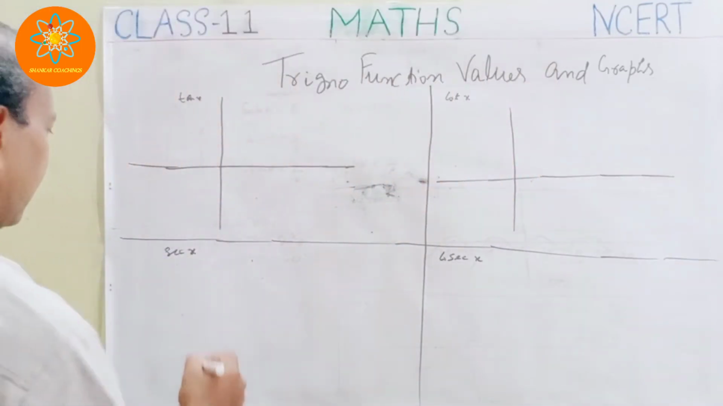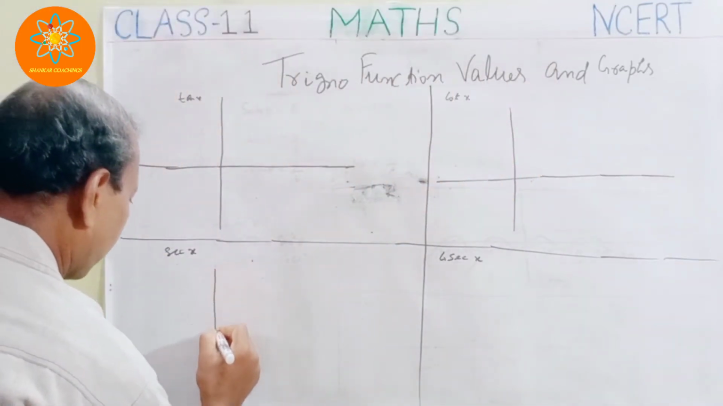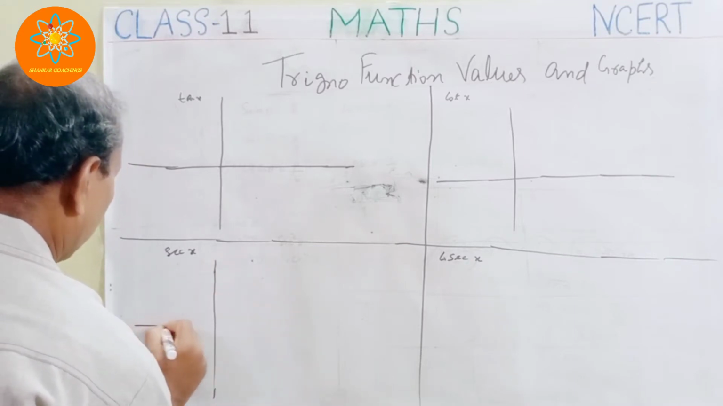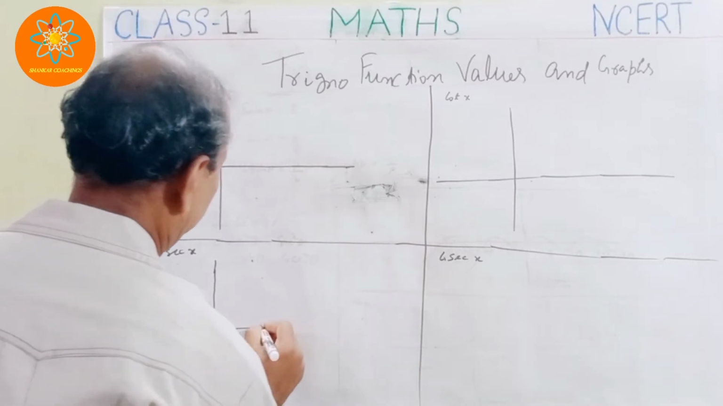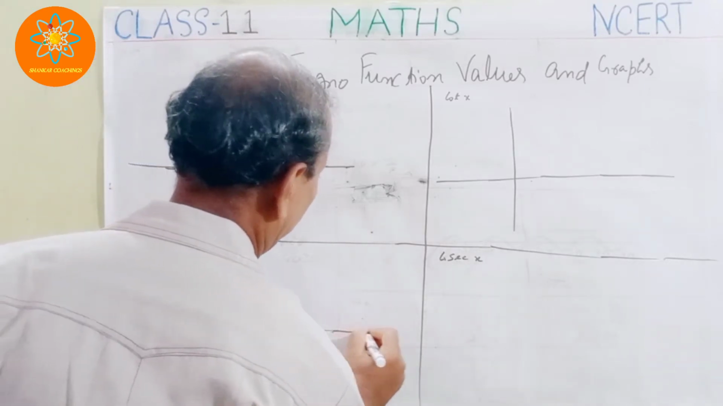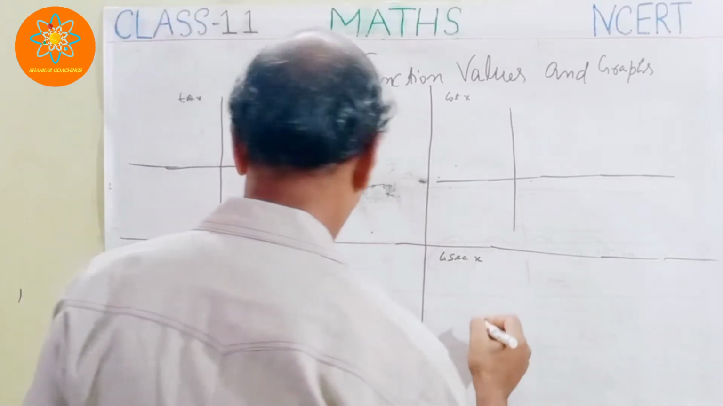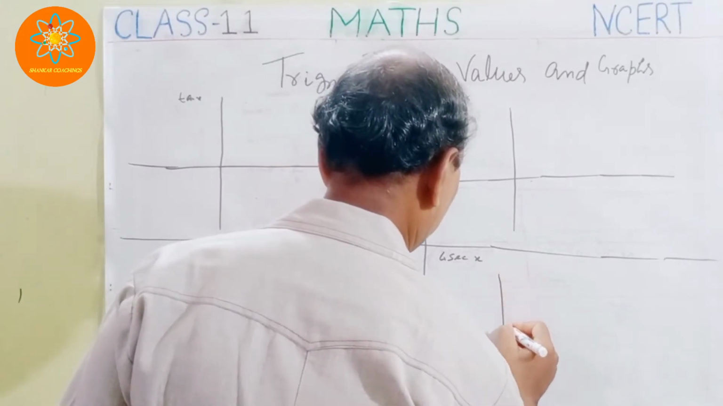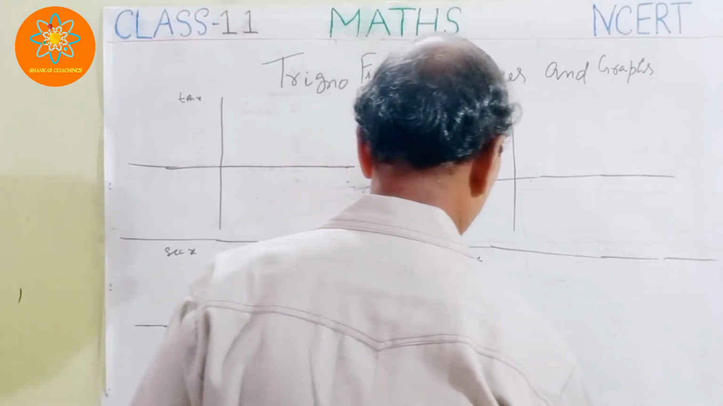Then for sec x, also, the graph will be like this for the sec x. And then for the cos x, graph of the cos x, I will draw the graph.